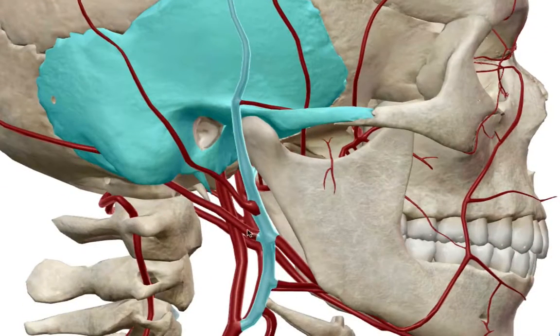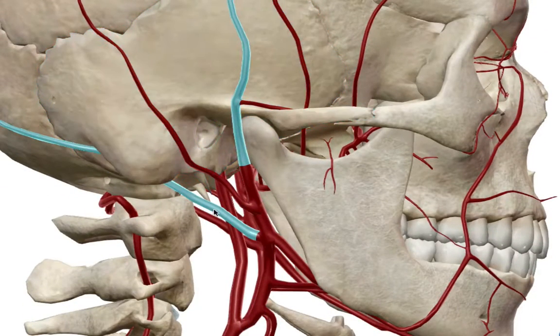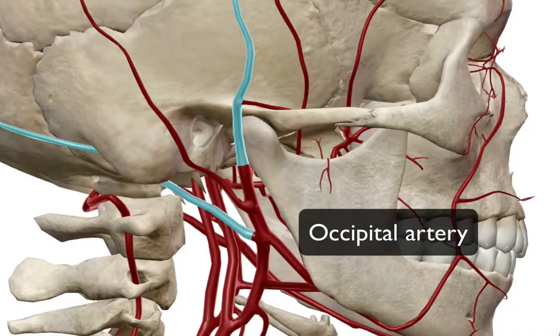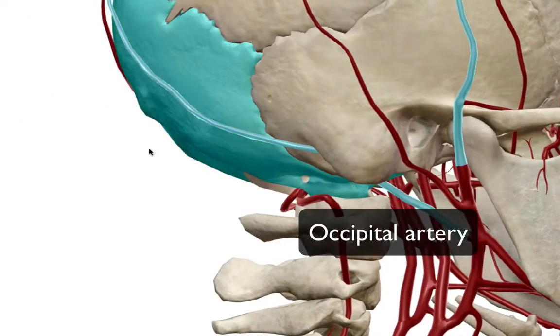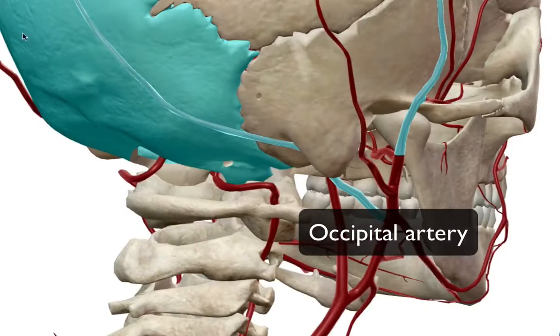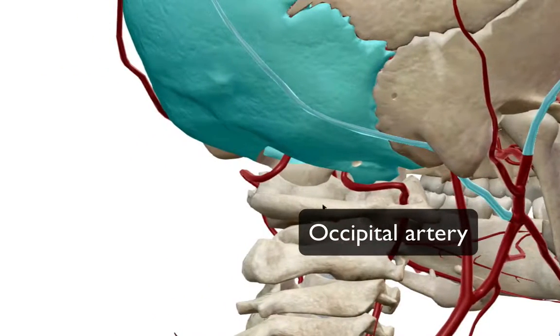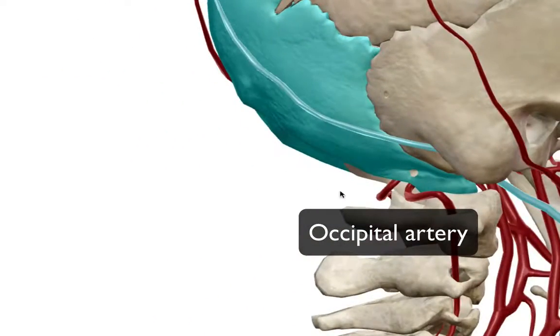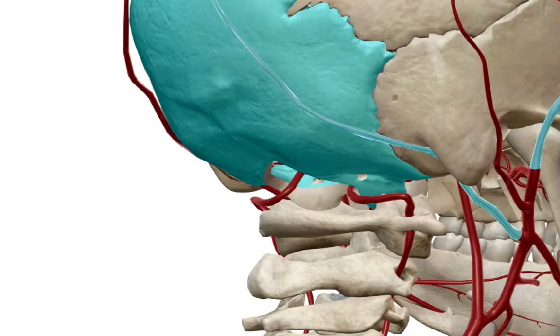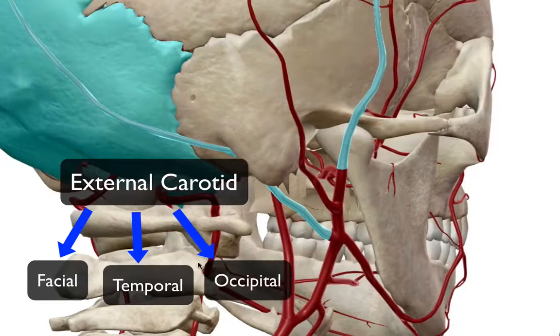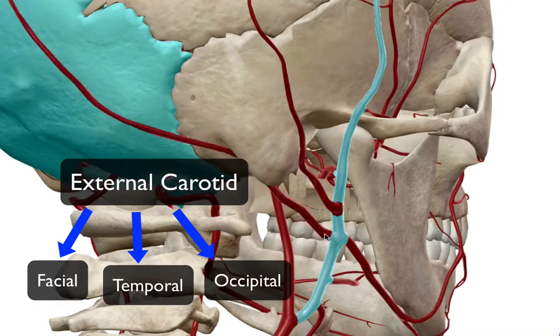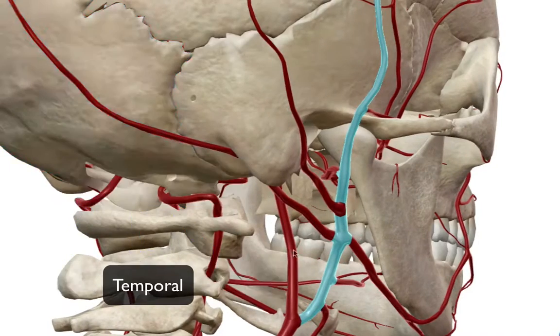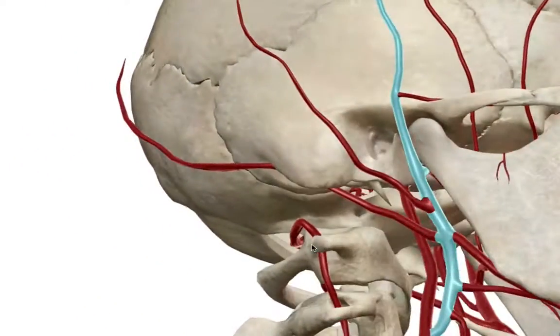And then let's take a look now also at your occipital artery. It provides blood for the occipital portion of your skull. All right, so that, in a nutshell, is your external carotid artery. Now, of course, there are other arteries that come off of that, but we're just going to stick to that for now.